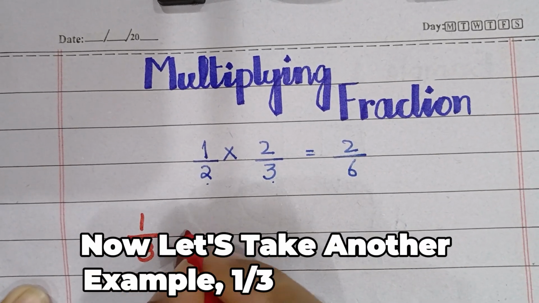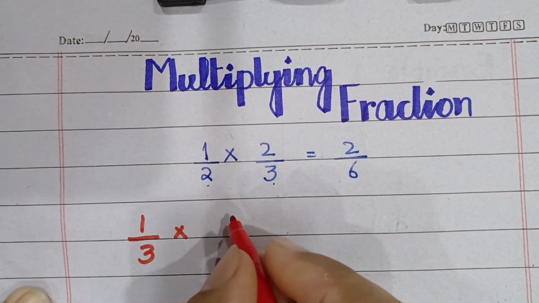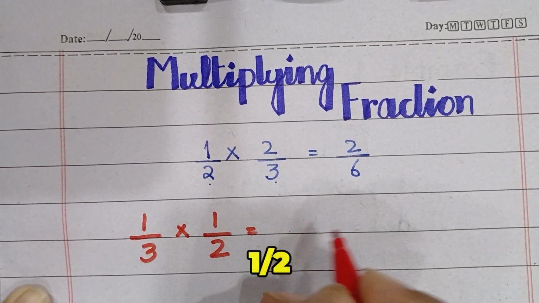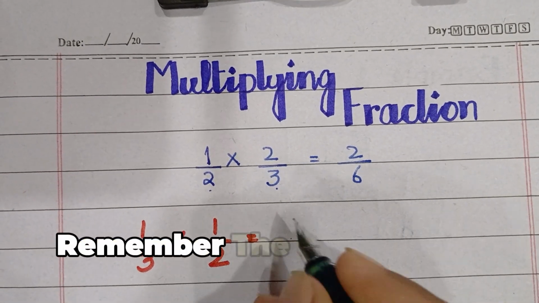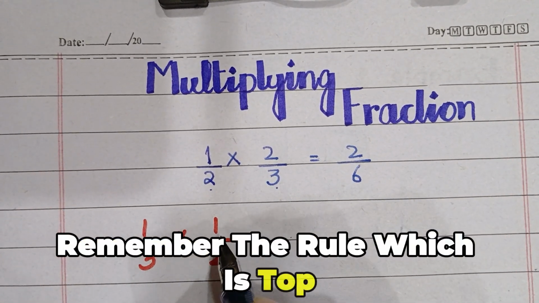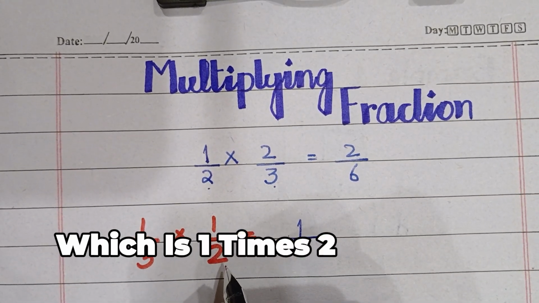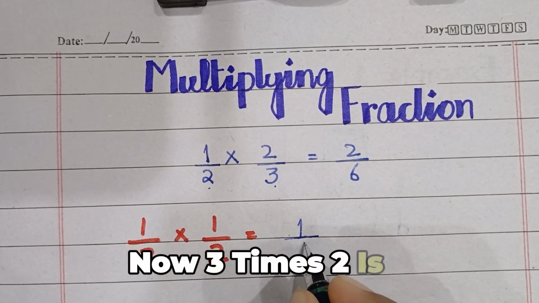Now let's take another example. 1/3 multiplied by 1/2. Now remember the rule: top multiplying top, which is 1, and bottom multiplying bottom. Now 3 times 2 is 6.